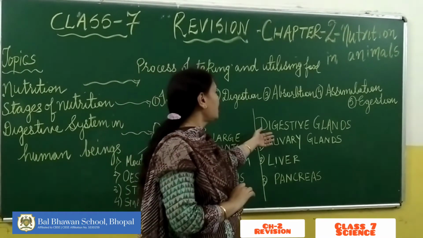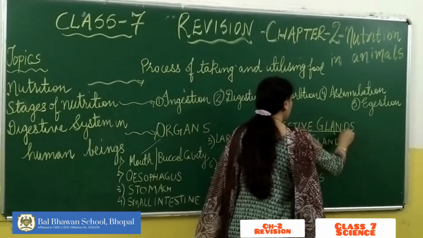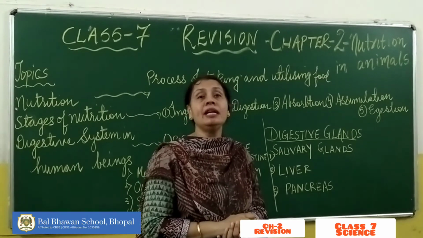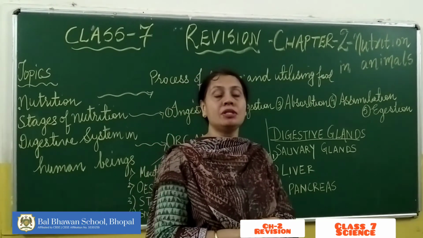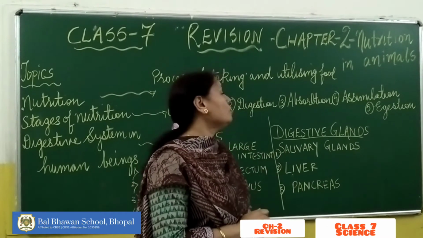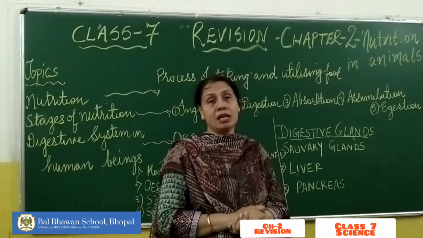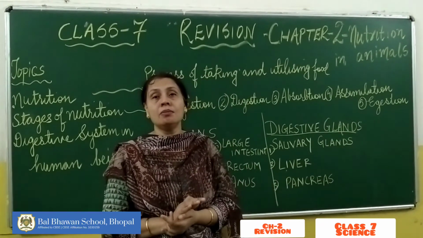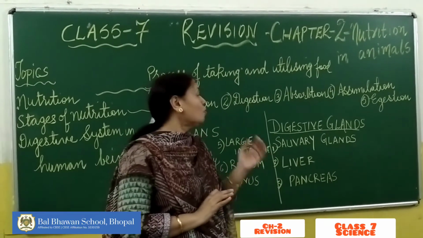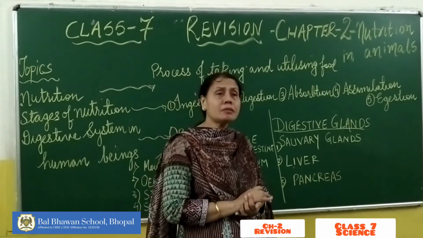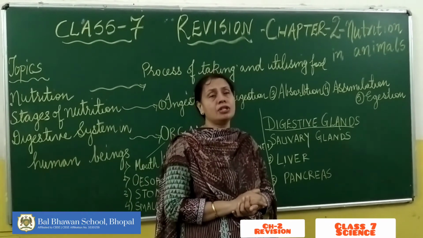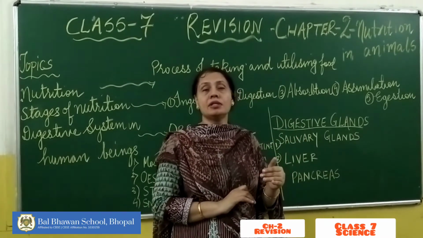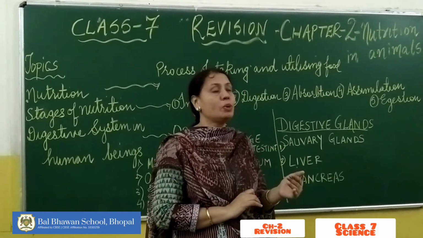Now, coming to the digestive glands. In human beings, we have three types of digestive glands. One is called the salivary gland, present in the mouth. This salivary gland produces saliva, which is a thin, watery liquid, and mainly contains an enzyme called salivary amylase, which is responsible for the breakdown of starch into sugar. That is why after chewing food for some time, you feel that the food is sweet.